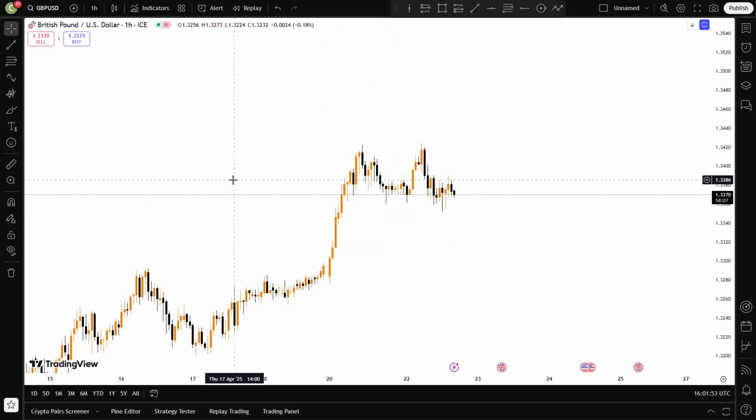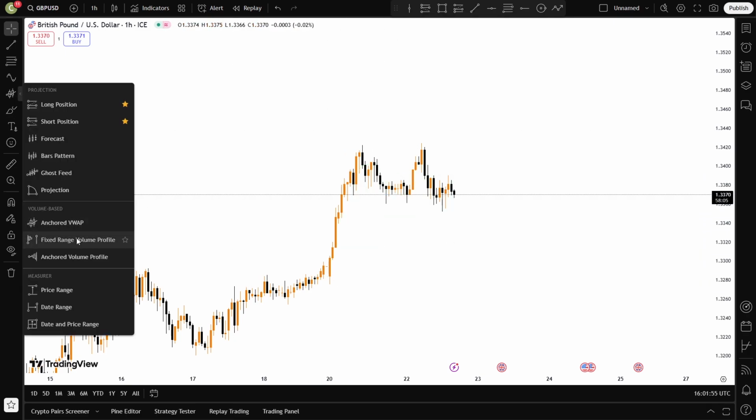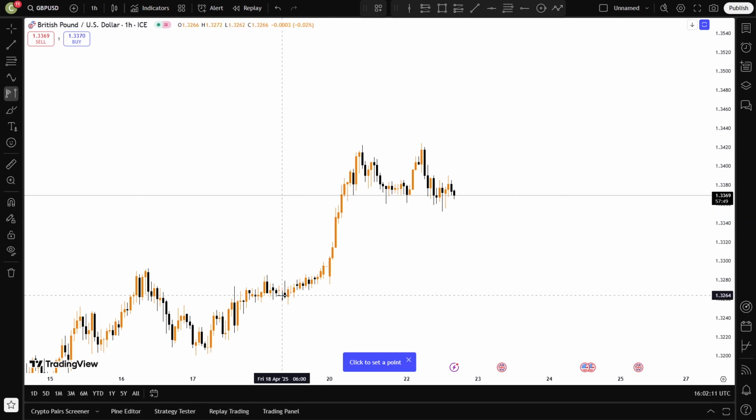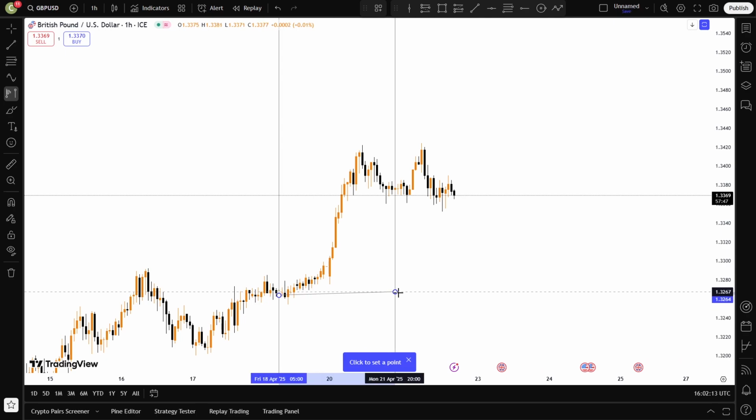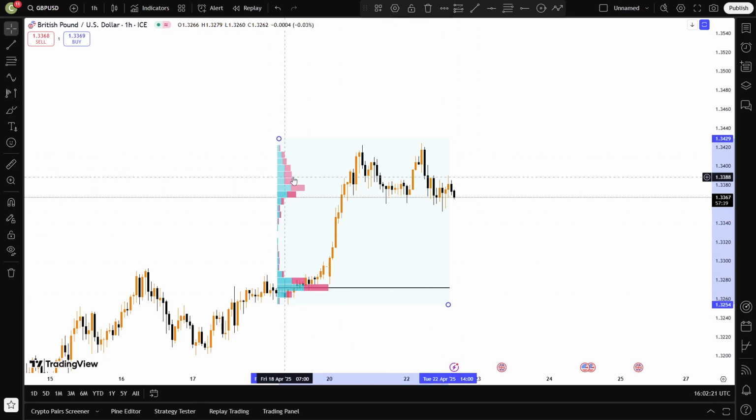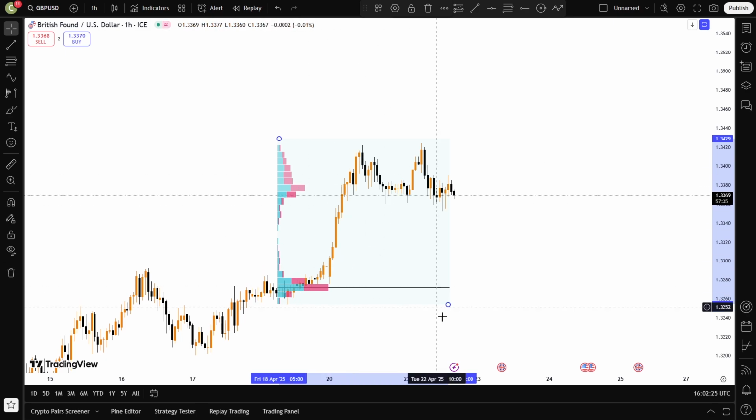On the next tool under the volume base is the fixed range volume profile. So the fixed range volume profile is used to show where the most trading volume happen within a specific price range and time range you select. So for example, if you select the range from one point to the other, as you can see, it shows me where the most trading volume happened within that specific time frame that I have indicated.